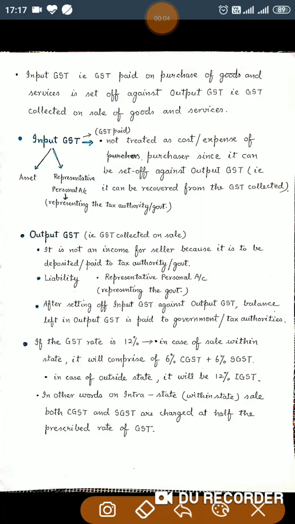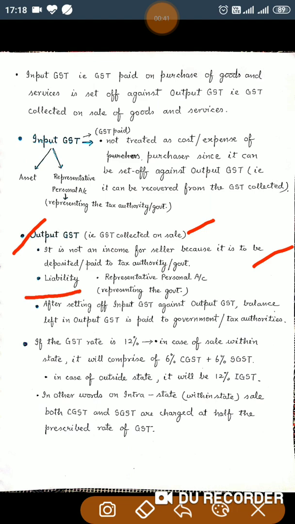Output CGST, output GST, that is GST collected on sale, right? So it is not an income for the seller, because this amount the seller has collected from the customer should be submitted or deposited to the government later on. So whatever output GST we have at the time of sale, it's a liability for the business.